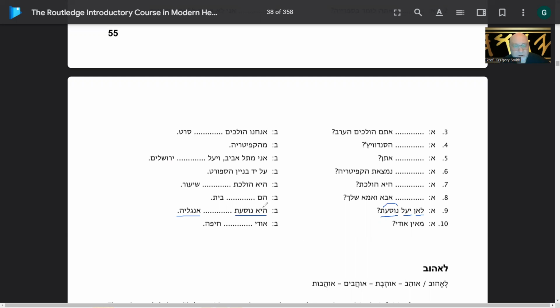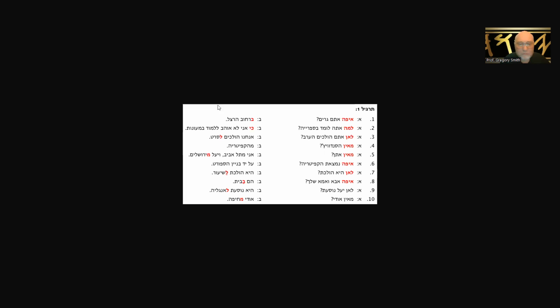Okay, so where's she going? He nosat. So where's she going? This is Anglit, so it's to England. So it's got to be just simply lamed, to England. He nosat le'Anglit. So we should have just the lamed there in the answer key. Yeah, there it is right there.